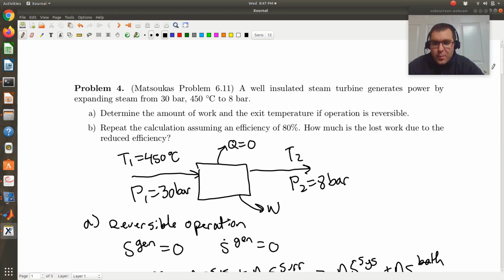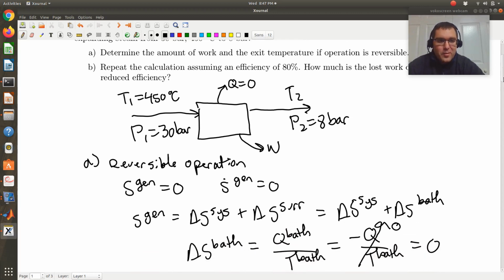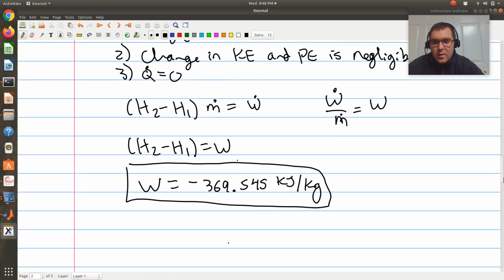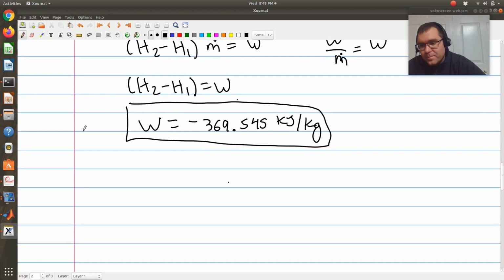Now B says: repeat the calculation assuming an efficiency of 80%, and then, how much is the lost work due to the reduced efficiency? We've got this. So in B, we're told that the efficiency of our turbine is 80%, or 0.8.